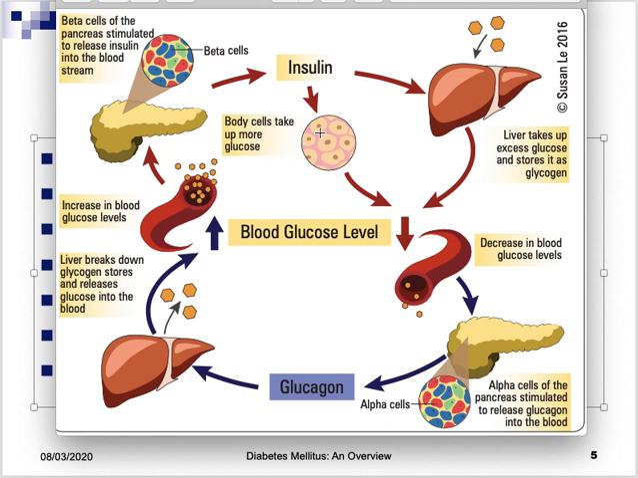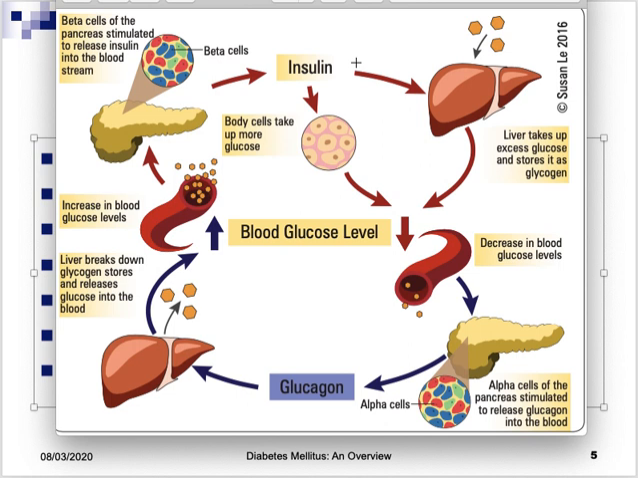Okay. And what is the effect of insulin in the liver? The liver takes up excess glucose and stores it as glycogen. Simply, insulin decreases the level of glucose inside the blood, because the glucose will start entering the cells, and the liver is going to store that glucose in the form of glycogen.